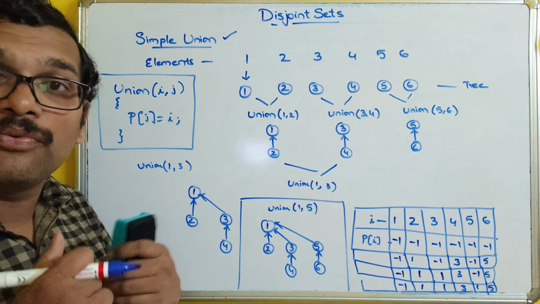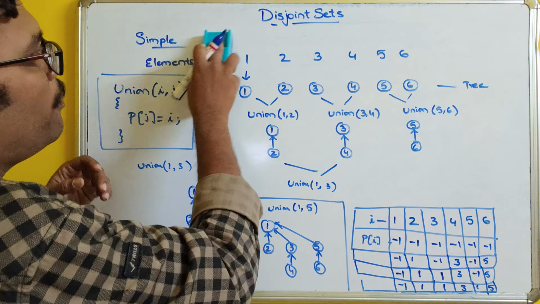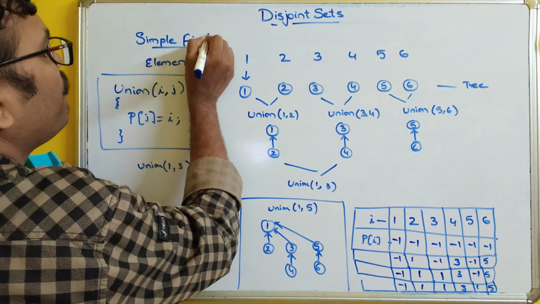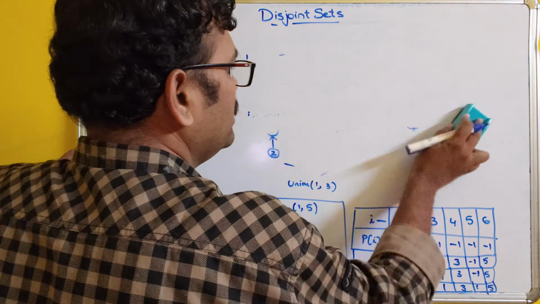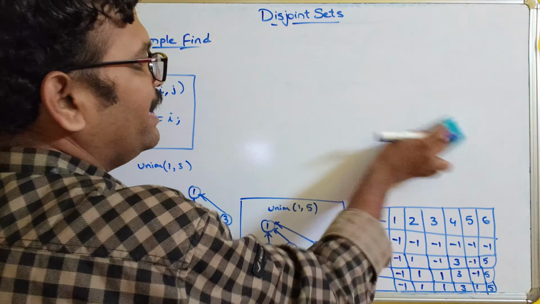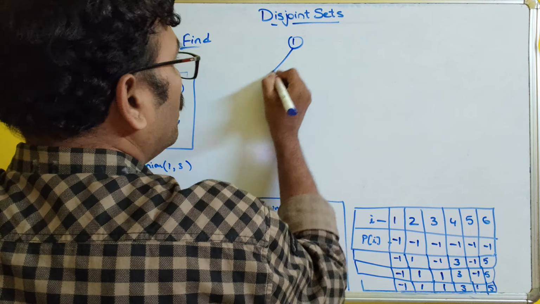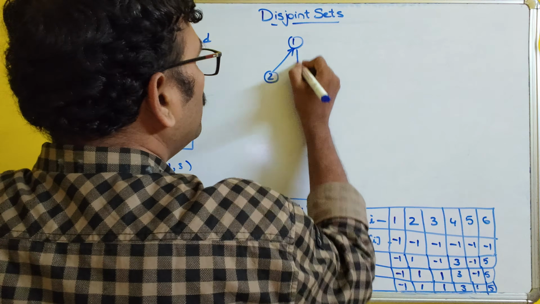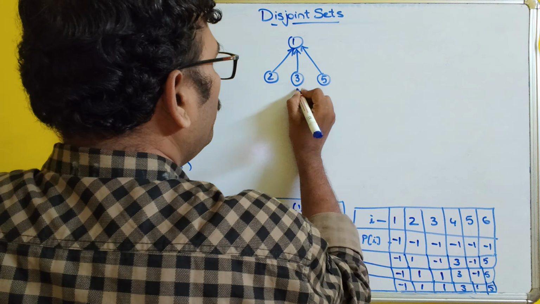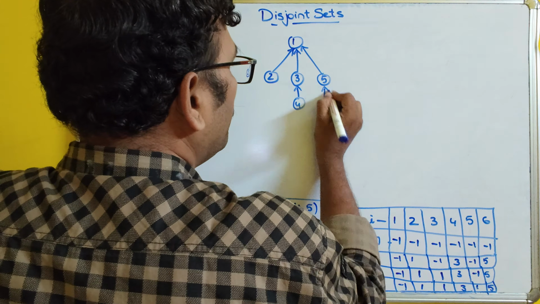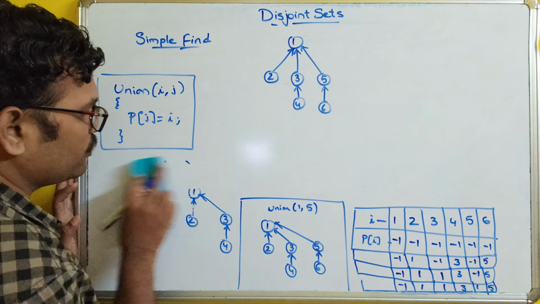Now we have to perform the simple find. We have to find the element. So our next operation is simple find. I will erase all these things. The final one is this: 1, 2, 3, 5, 4 and 6. The same thing here. I am erasing this one also.